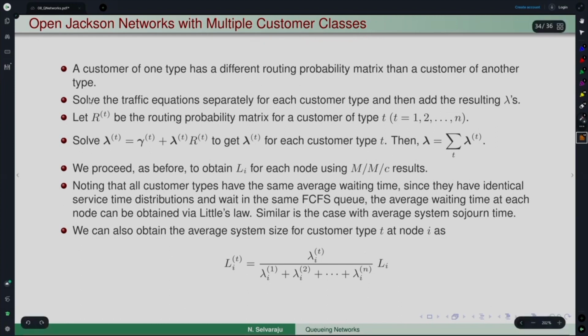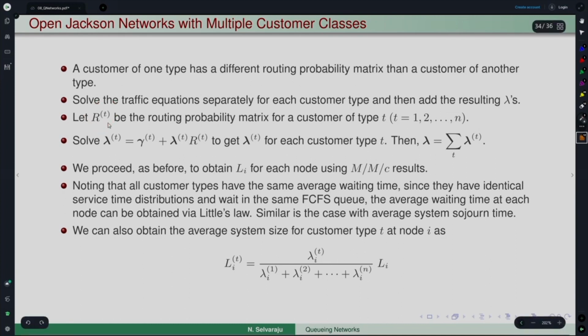So, what you have then, a customer of one type has a different routing probability matrix than a customer of another type. That was the purpose of multiple classes, right. Each one is designated as that. Now, you have to solve the traffic equations separately because each one has a different routing probability matrix. So, you can solve the traffic equation separately for each customer type and then add the resulting lambdas to get the node-wise lambda, which is the node-wise mean inflow rate.